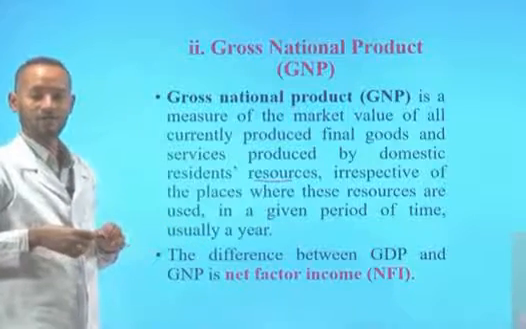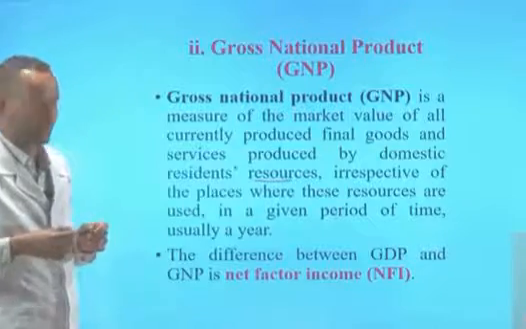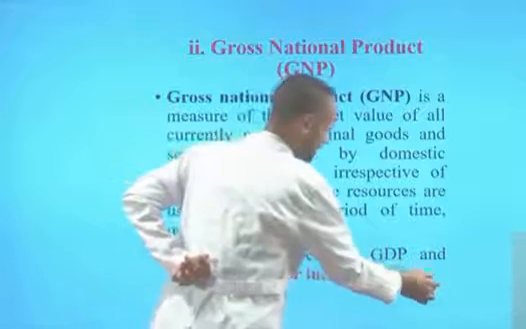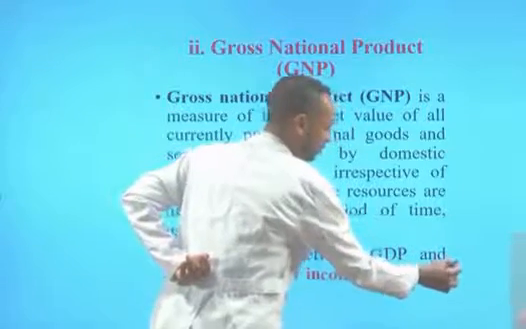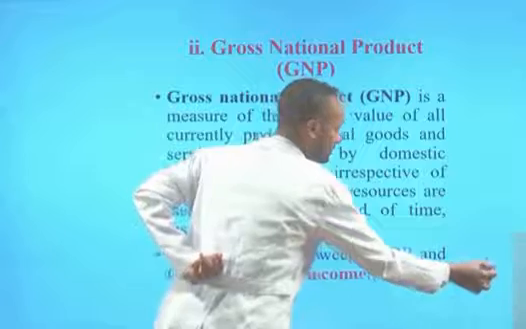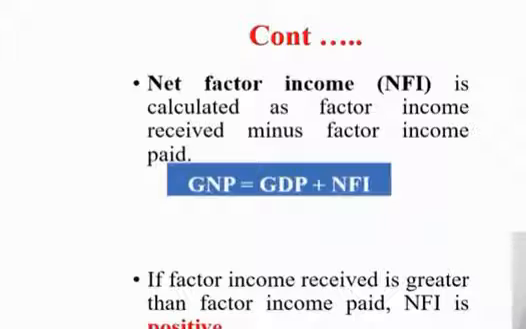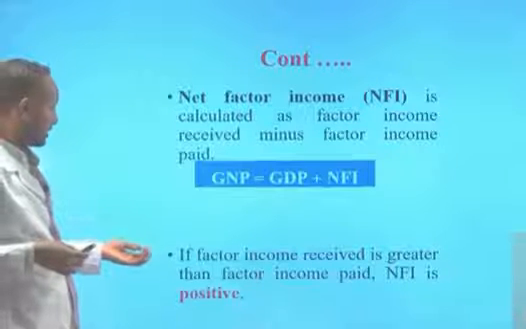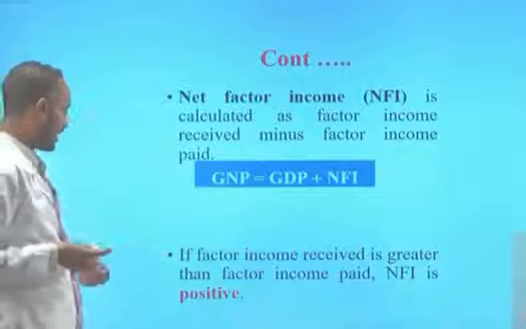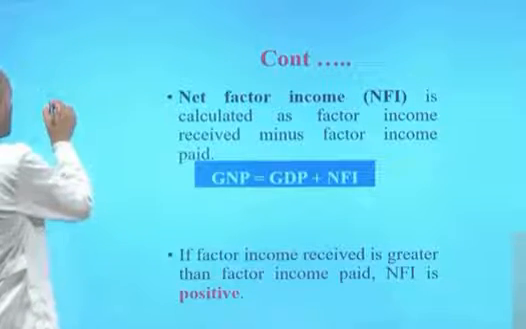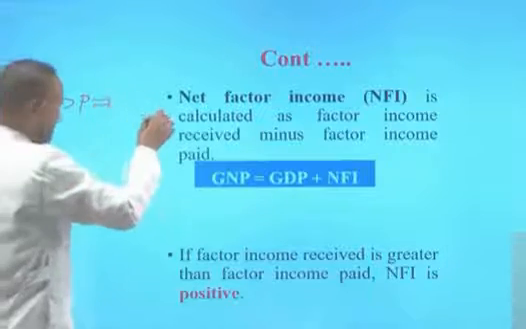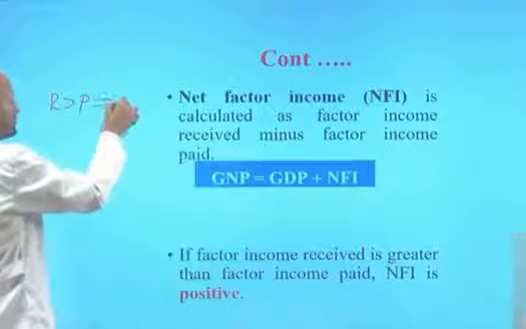The net factor income is the difference between the factor income received and the factor income paid. That means the NFI is always equal to the factor income received minus the factor income paid. So GNP is equal to GDP plus net factor income. If the factor income received is greater than the factor income paid, then the net factor income will be positive.